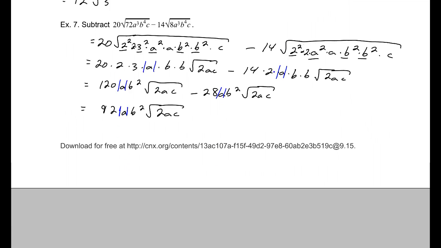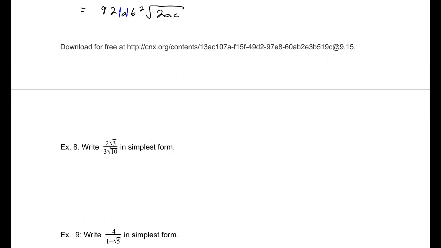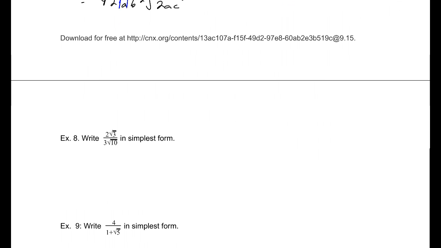Okay. All right, number 8. Write this expression in simplest form. 2 root 3 divided by 3 root 10. All right, well, we do not want a radical expression in the denominator. Okay, that's just going to be a rule of thumb. We don't want that to happen. So, how we can fix that is we can multiply by the root that is in our denominator. Okay, we'll see shortly why that works.